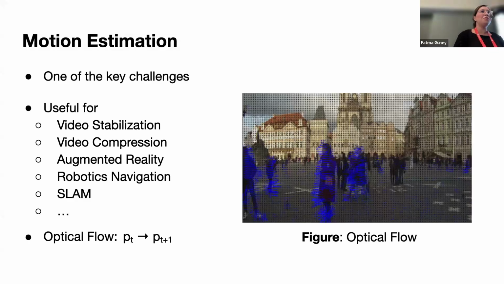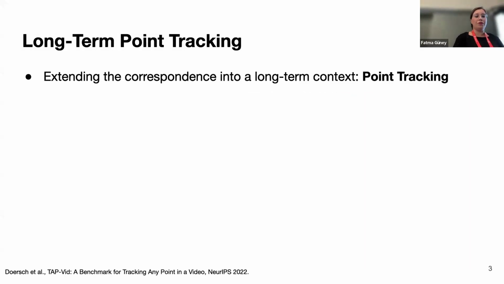Mismatch. I just said that optical flow is the most traditional version of motion estimation, right? In optical flow, we want to find pixel correspondences between consecutive frames. But although I worked for a long time on optical flow, today I'm not going to talk about optical flow. I'm going to talk about long-term point tracking.